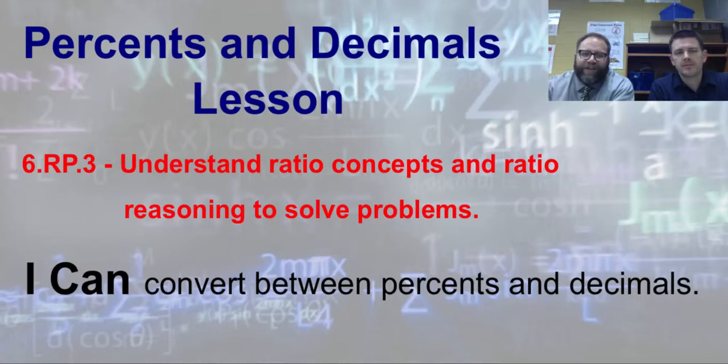Welcome back. It's the next step in our decimals, percents, and fractions unit. So get these titles down. And we have percents and decimals lesson. This is 6RP3. Make sure you get your standard down. We're understanding ratio concepts and the ratio reasoning to solve problems. So it's an extension of our unit 2. And by the end of this, you should be able to convert between percents and decimals. I can convert between percents and decimals.